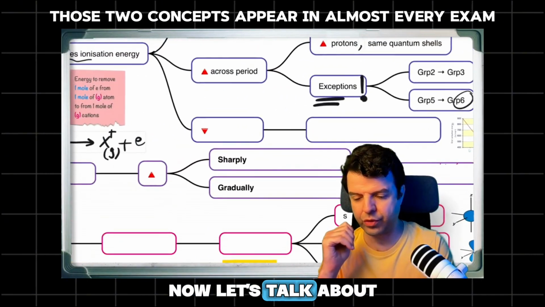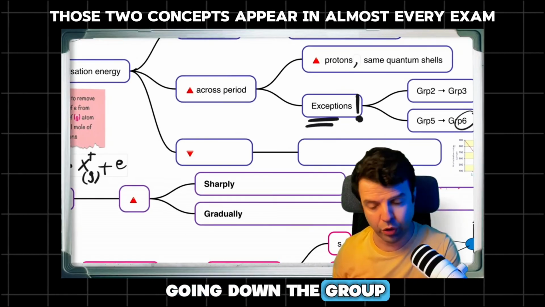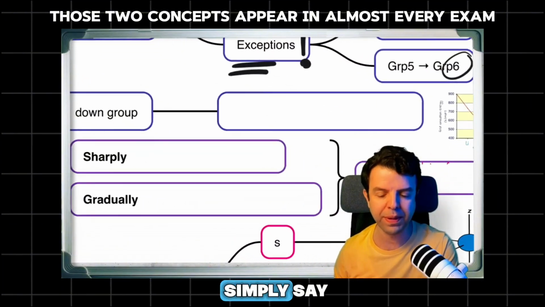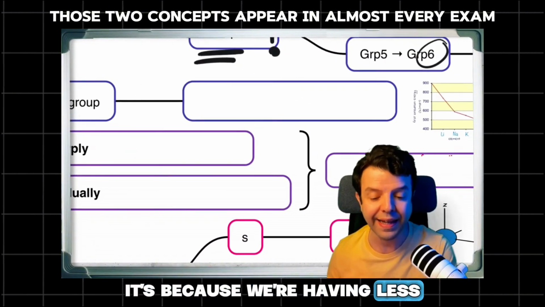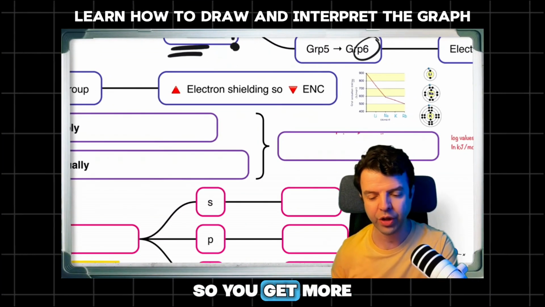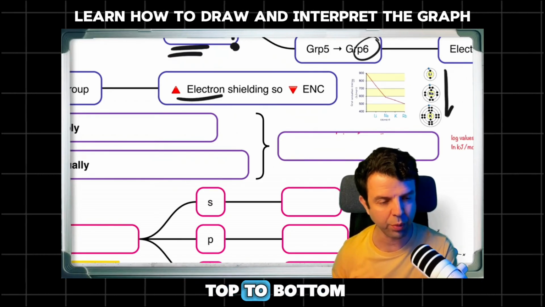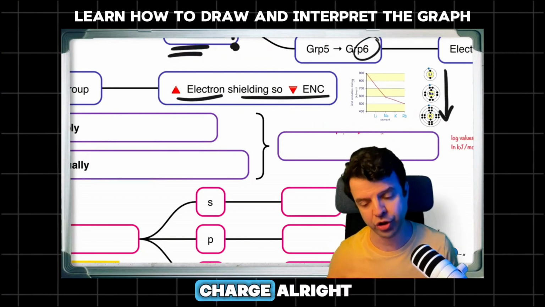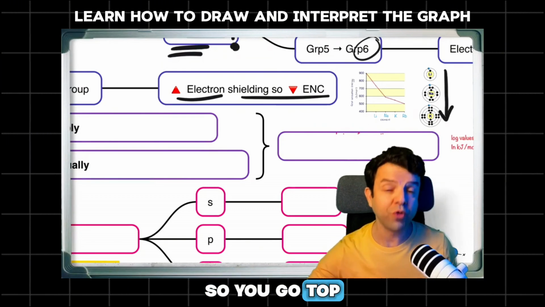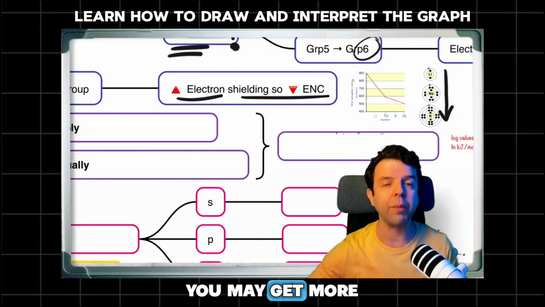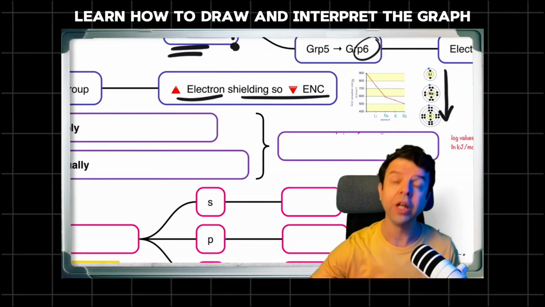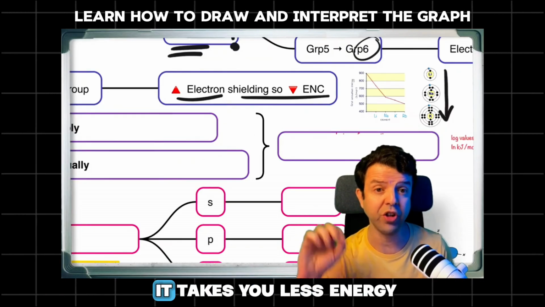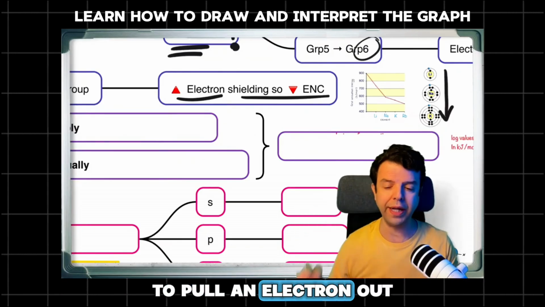Now, let's talk about going down the group. Why does IE decrease going down the group? That's quite simple. You'll simply say it's because we're having more shielding. You get more shielding as you go from top to bottom, because we are having less effective nuclear charge. So you go top to bottom, you get more quantum shells, you get more shielding. The nuclear charge is blocked, you get much lower ionization energy. It takes less energy to pull an electron out.